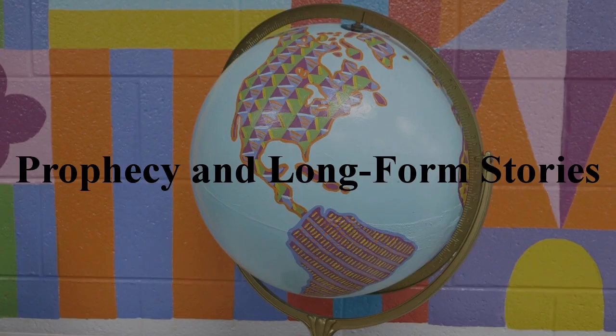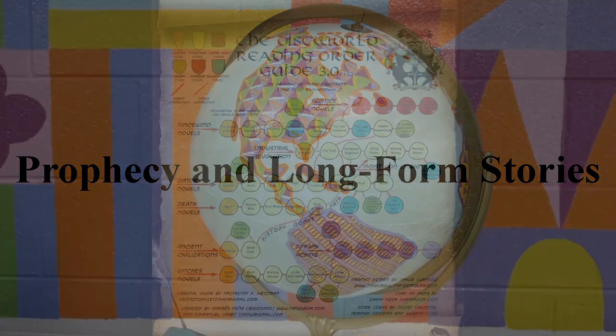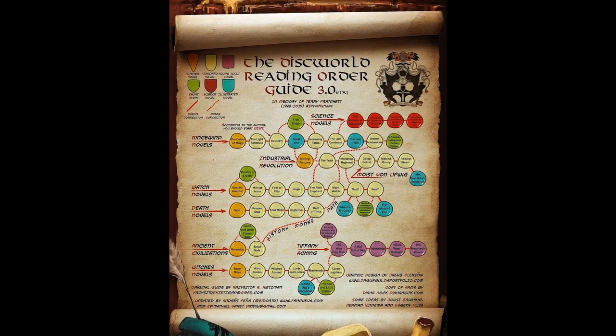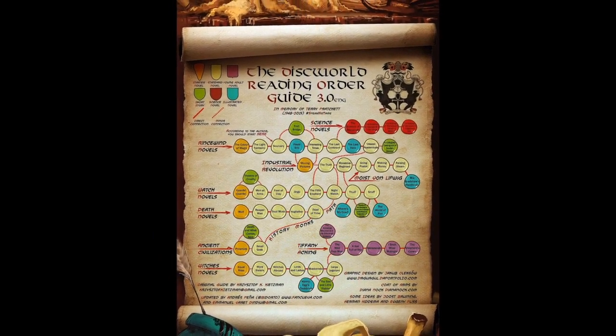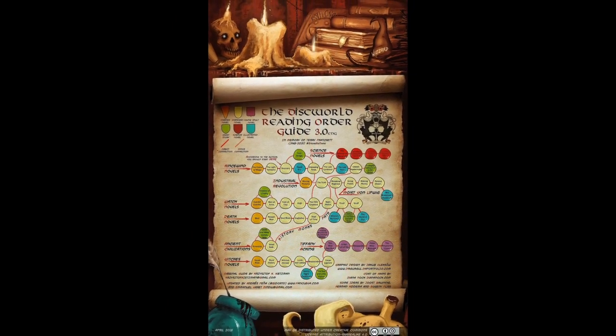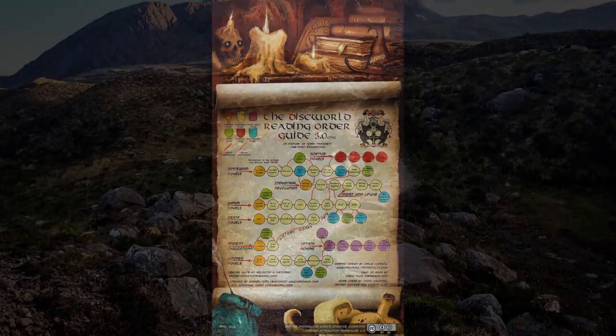Prophecy and long-form stories. What I mean by long-form stories here is several books in a series, several seasons of a serial show, several movies in a franchise, and other things like that. I mean stories that go back to the same setting time after time, and which therefore have the opportunity to foreshadow events months or years ahead of time.